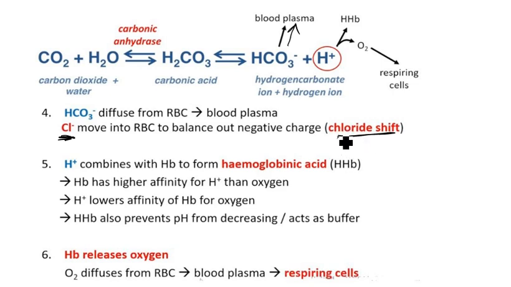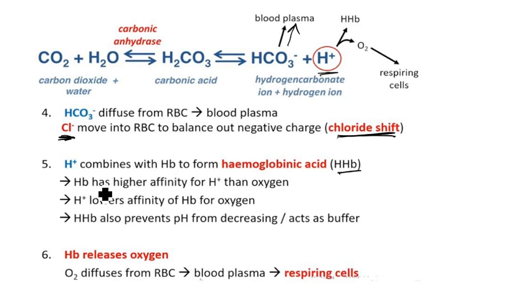Okay, so this process is what we call the chloride shift. Take note of that chloride shift. The chloride ion will move into the RBC to replace the hydrogen carbonate that left, to balance up the charges. Then the hydrogen ion combines with the hemoglobin. Remember, the hemoglobin is within the red blood cell. So the hydrogen ion that remains will combine with the hemoglobin to form hemoglobinic acid, HHb.